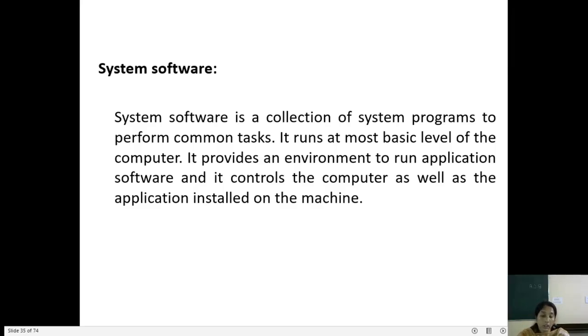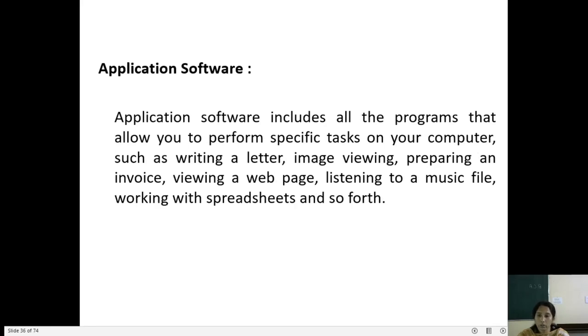Along with that, if you want to do some extra work, you require application software. Like MS Office is an application software. Just now I made the PPT and was teaching you. I'm also using one software which helps the user to record, and that is also an application software. Application means which is used only for specific tasks, whereas system software is generally used for system purposes. When you come to the application, it helps the user for writing letters, viewing images, preparing invoices, listening to music, preparing spreadsheets, and so forth.